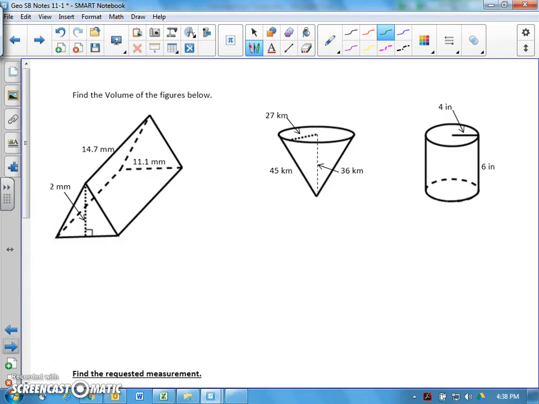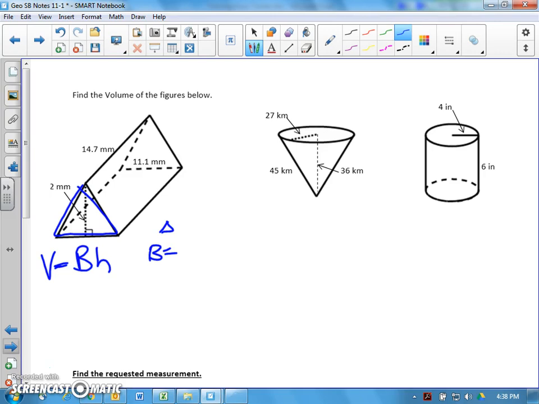The first problem that we have here is the volume of a triangular pyramid, and I talked about this earlier. We have to recognize that the base is the triangle. It's not the rectangle that it's sitting on. So when we look up our formula, it's the area of the base times the height. So I'm going to go off and calculate the area of the base. The base is a triangle. It's this triangle right here, or the one on the back, same triangle.